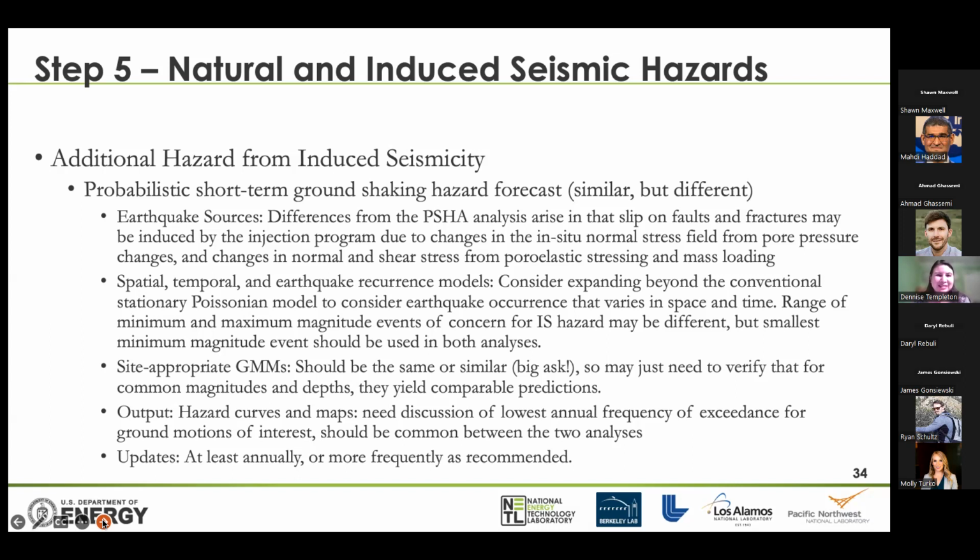Again, I think communication is the biggest term in this whole project. But there needs to be good communication between the people who are doing the tectonic hazard and the induced seismicity hazard. So the output here is, sorry, I think the output is going to be the hazard curves and the hazard maps, and they should be common between the two analyses. For the induced seismicity hazard, the update should be done at least annually or more frequently if there's new information, for instance.